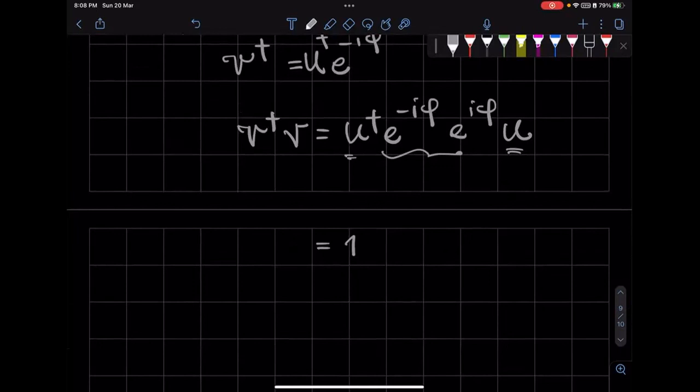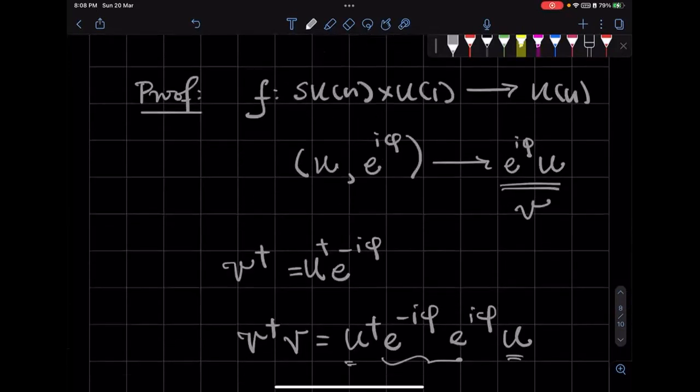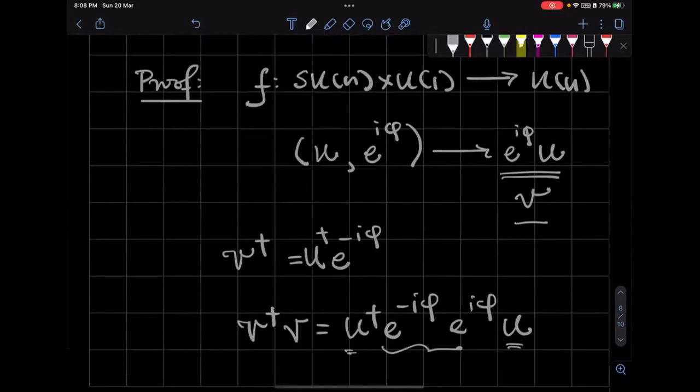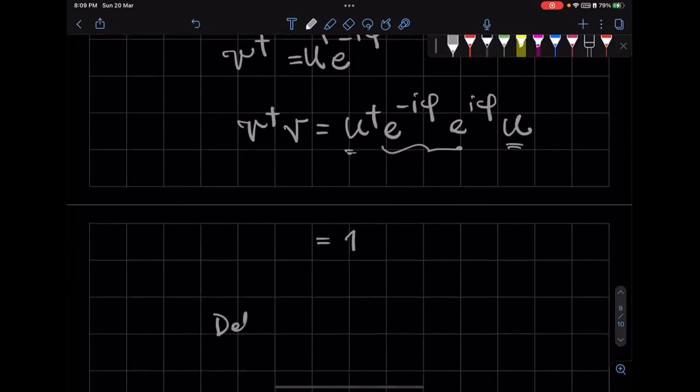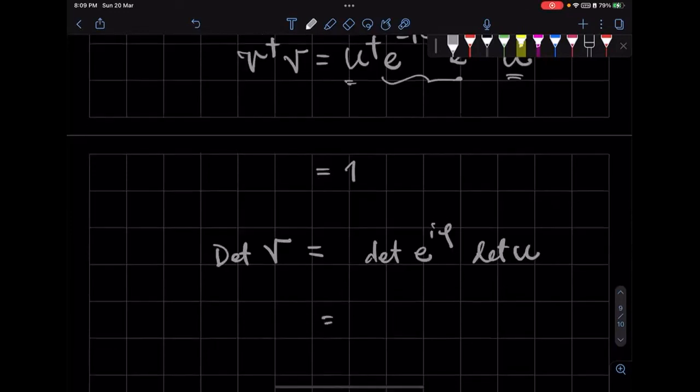So what I'm saying is that I have verified that this is an element of UN. And if I take the determinant of V, I have essentially the determinant of e to the power i phi times the determinant of U. Now U has determinant +1, and e to the power i phi has determinant e to the power i phi n, right?